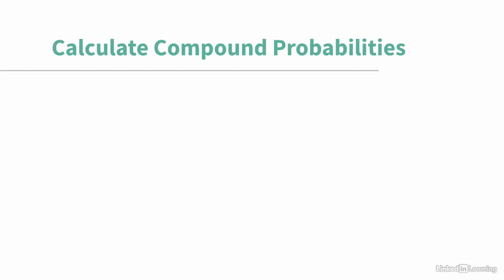In the previous movie, I described how to calculate simple probabilities, that is, the probability of a single trial. In this movie, I will describe compound probabilities. Compound probabilities assume that you want to analyze multiple independent trials.